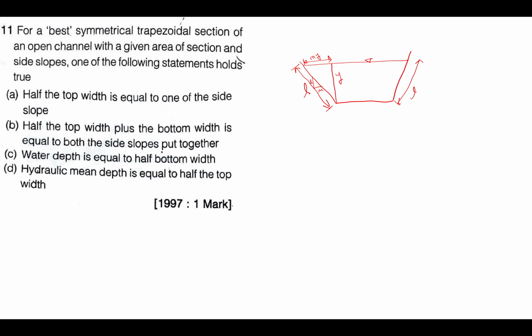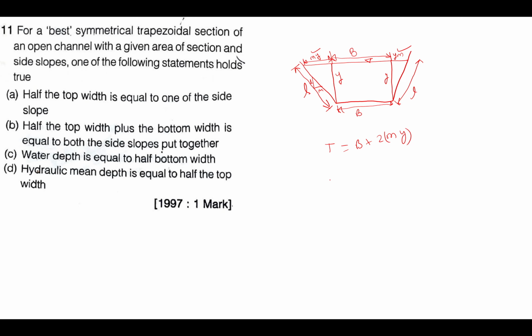This will also be My, because if you go 1 vertically, horizontally you will move M. So if you move Y upward, then horizontally how much? Ym, or My you can say. If this width is B, so this will be your B. So here your top width is equal to B plus 2 times My, because one on this side and one on this side.